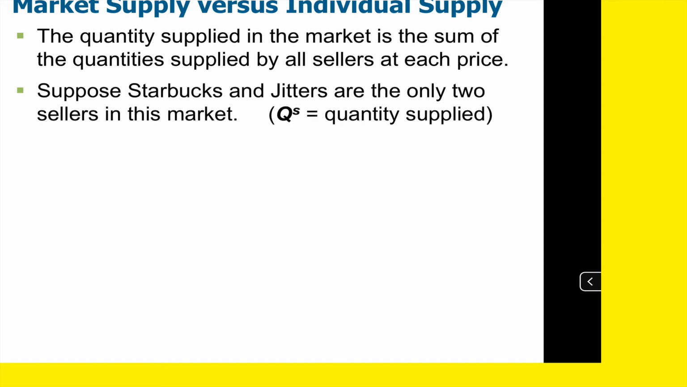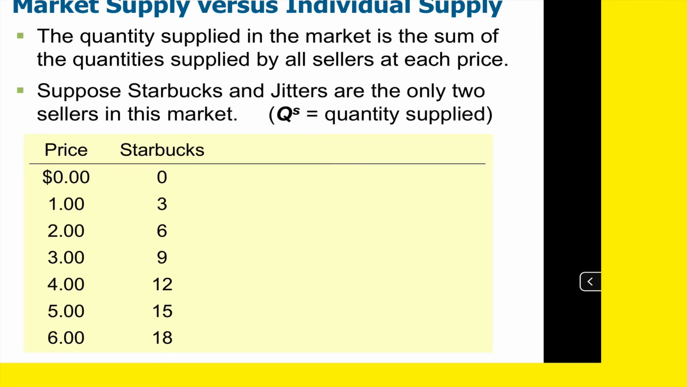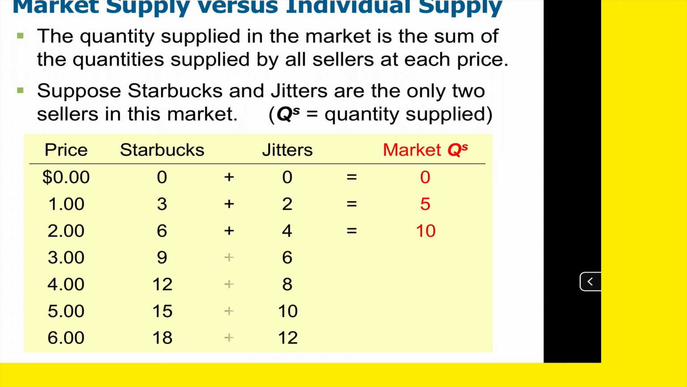Okay, market supply versus individual supply. One business has its quantity supplied, another business has its quantity supplied. Put them together, you've got the market supply. Just like we did with demand.